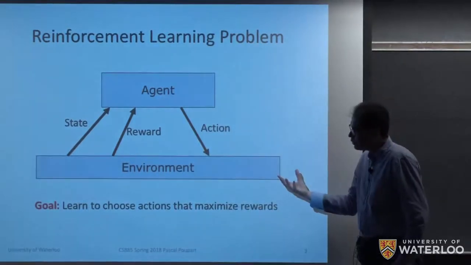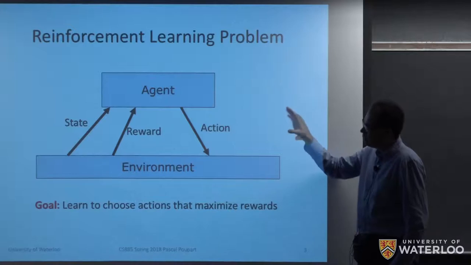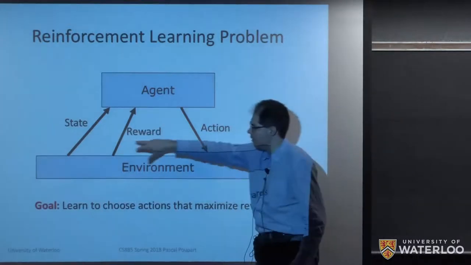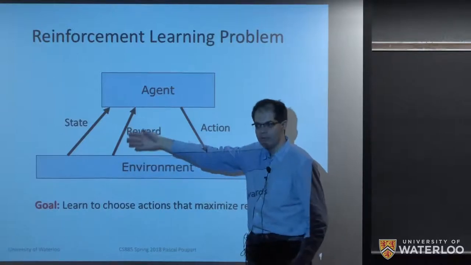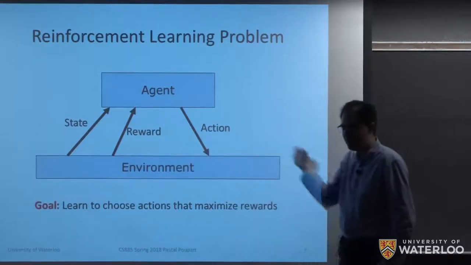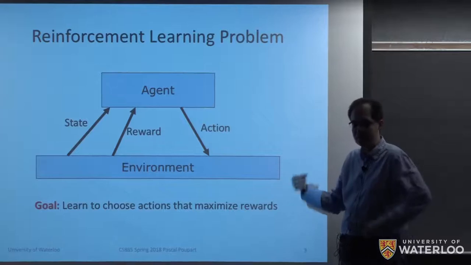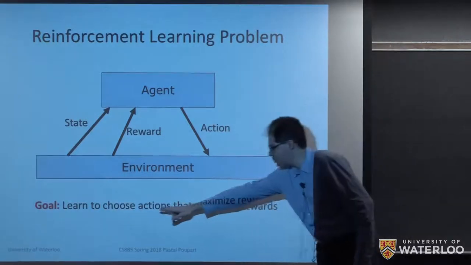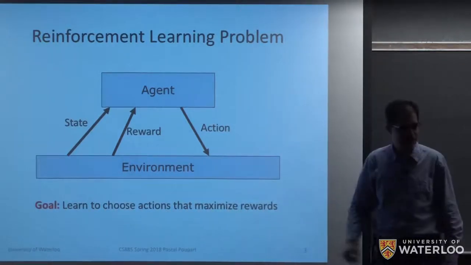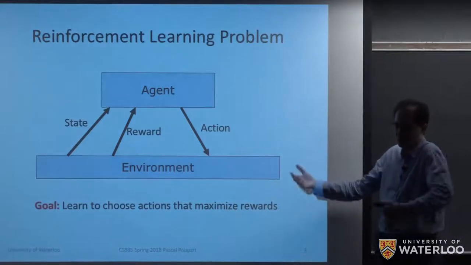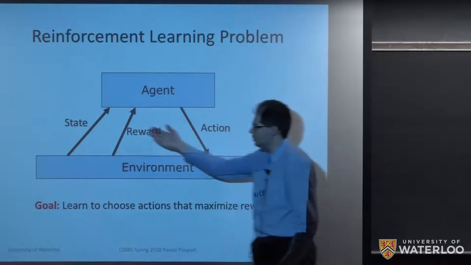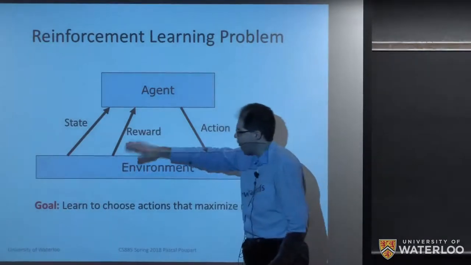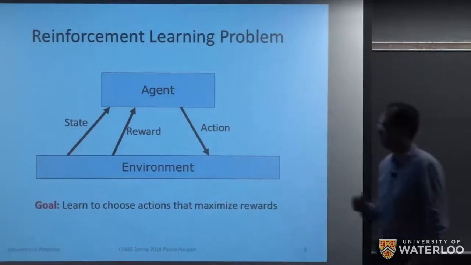Okay, now in reinforcement learning, the thing is we don't necessarily know what is the model for the states and the rewards that the environment uses. So that's the main difference, but otherwise, the problem is the same. We're going to try to choose actions that maximize the rewards, just that we might not have much information about how the state and the reward are computed by the environment.